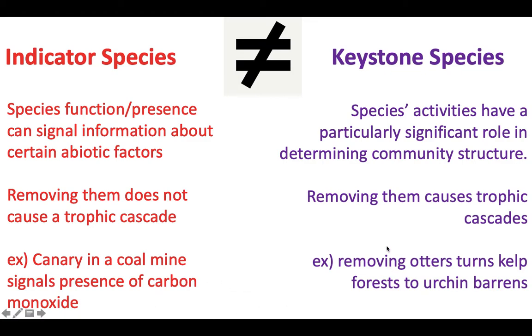On the other hand, an example of a keystone species is a sea otter. If you remove the sea otter from a kelp forest, there is no longer a predator preying on the sea urchins. And so the sea urchin population skyrockets, and they eat all the kelp, and the beautiful kelp forest turns into an urchin desert.